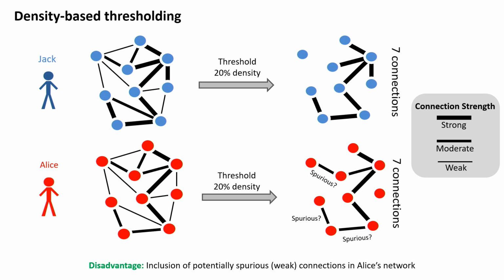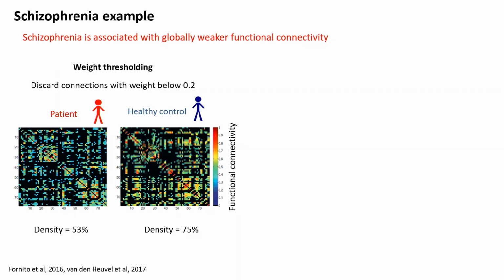But the disadvantage of density-based thresholding is that we've needed to lower the bar for Alice's network, right? We've had to admit some of these moderate connections into the network, and these can potentially be spurious or false positive connections because they're weaker. So this is an important consideration in group-based studies. Should we use density or weight-based thresholding? And to give you an example of that, I'll consider the case of schizophrenia.